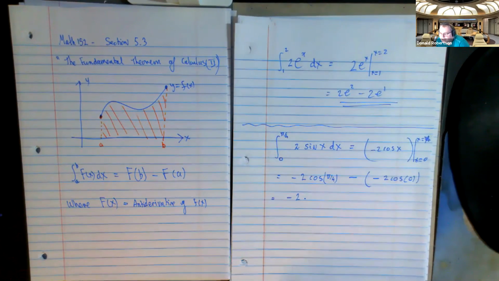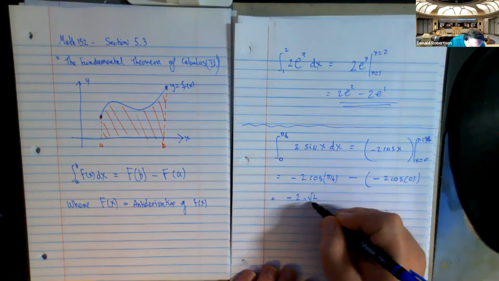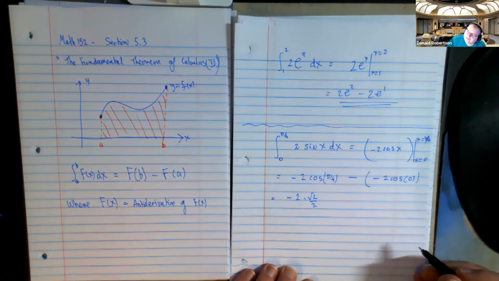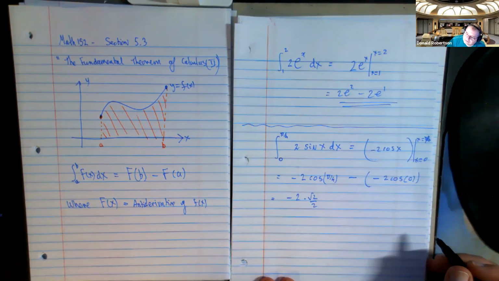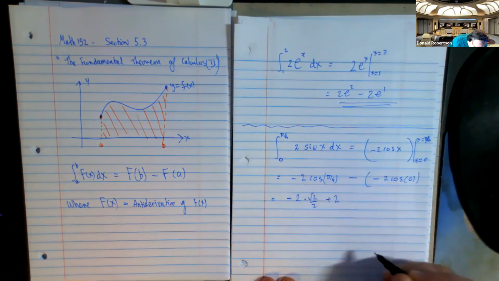What is the exact value for the cosine of pi over 4? Is it the square root of 2 over 2? It is. Take away means add. What's the cosine of 0? One. So add 2 lots of 1, add 2.